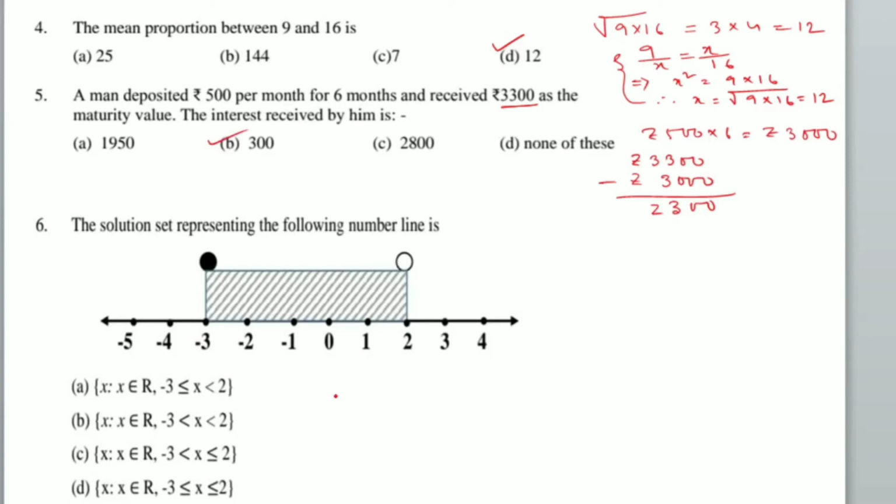Question number 6. The solution set representing the following number line is. Here you can see a number line, and I think all of you know that this symbol means 2 is not included in this solution set, and this sign means minus 3 is included in this solution set. So here the solution will be x greater than or equal to minus 3, because here minus 3 is included, and x less than 2 because here 2 is excluded. So option A will be the right answer.